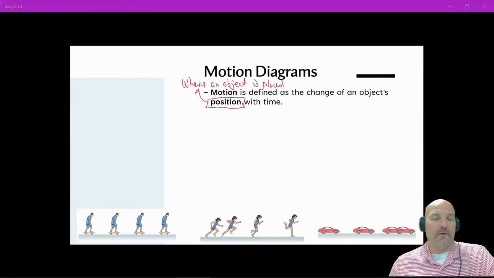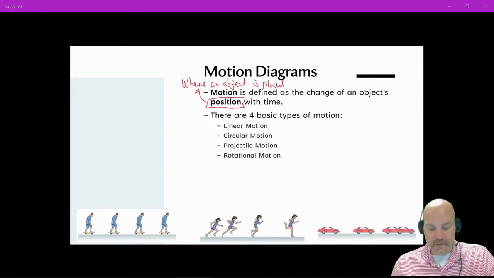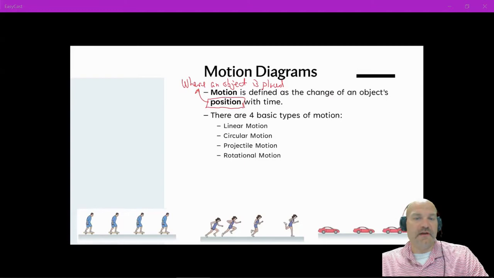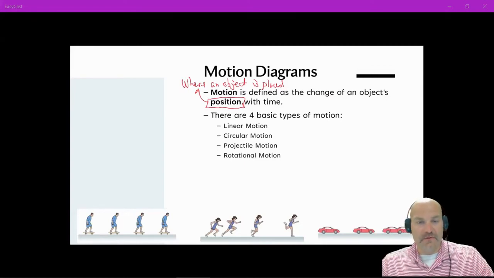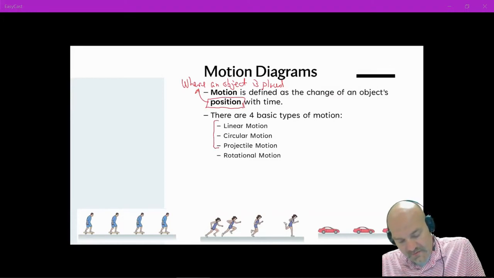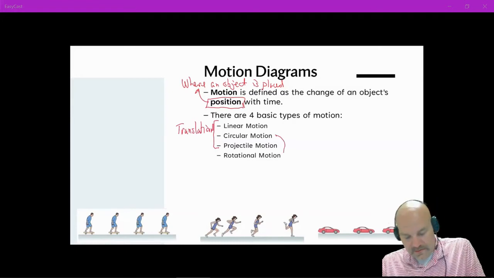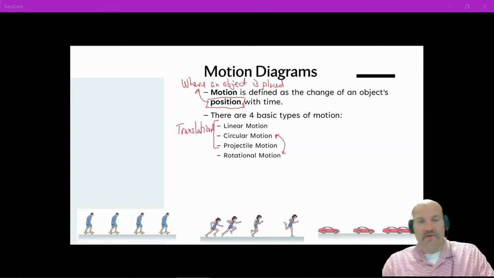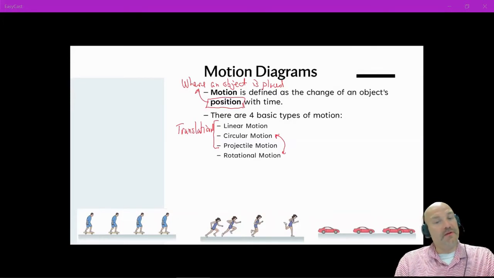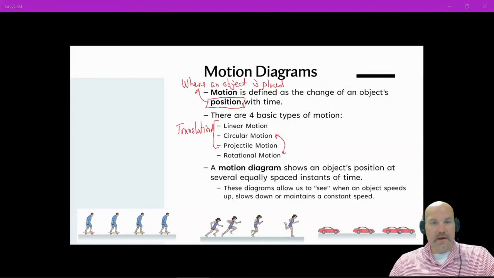In this unit, we're just going to think about where an object is placed in terms of a number line, like in math class. Now, there are four basic types of motion: linear motion, circular motion, projectile motion, and rotational motion. These three are what we call translational. Sometimes these two look very similar, but they actually look a little bit different. There'll be pictures here in a second, and we can look at the difference between the two.